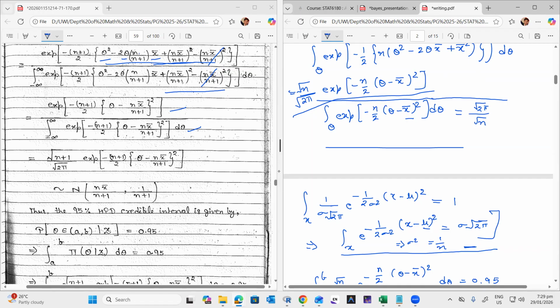Now your mean is nx bar divided by n plus 1, and what will be your variance? It is 1 upon n plus 1. So again, it will follow the normal distribution with mean nx bar divided by n plus 1 and variance 1 upon n plus 1. Till now, do you have any doubt in this case to find out the posterior distribution?